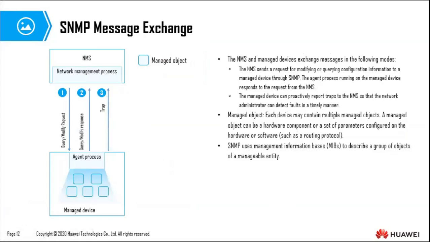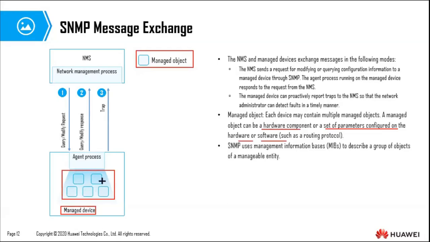Okay, so let's see the SNMP message exchange process. The most important thing to remember here is what you call a managed object. Your managed device, which for example is a router, has many managed objects. What is a managed object? A managed object can be a hardware component or a set of parameters configured on the hardware or software. So the IP address of your interface, or a particular protocol like OSPF or SNMP, FTP, Telnet, etc. All those individual things that we can configure on our network element are what we call managed objects.